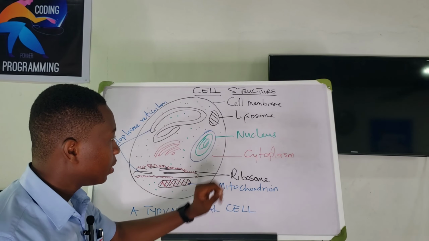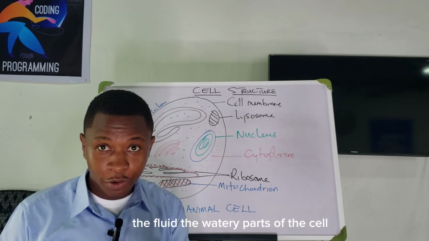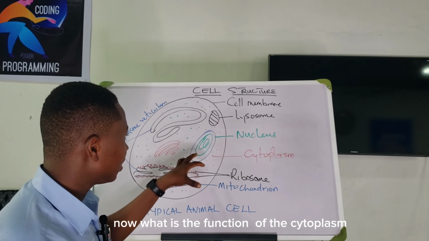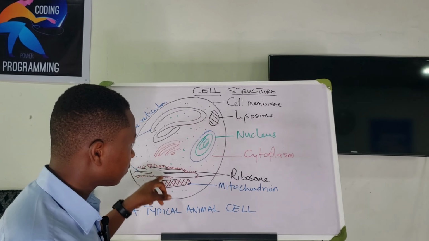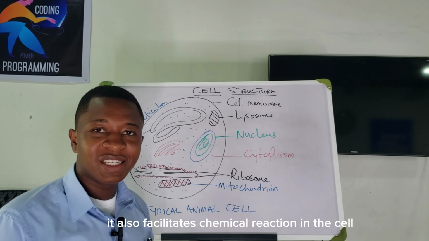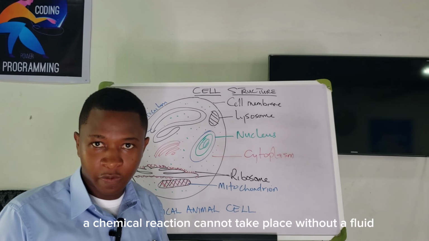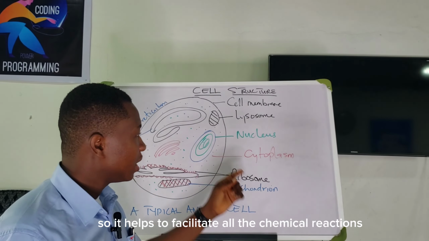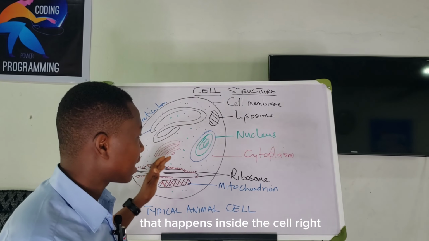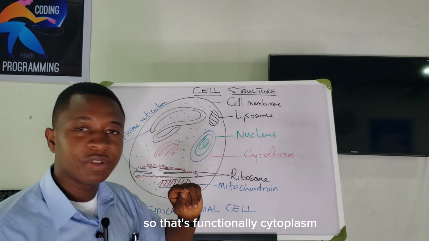The cytoplasm is the fluid part of the cell, the watery part of the cell. Now, what is the function of the cytoplasm? It holds other cell organelles. It also facilitates chemical reactions in the cell. You know, a chemical reaction cannot take place without a fluid or water. So it helps to facilitate all the chemical reactions that happen inside the cell. So that's the function of the cytoplasm.